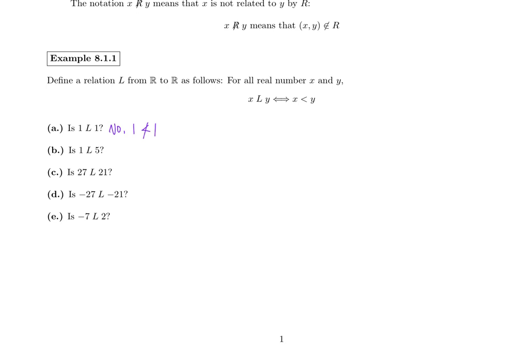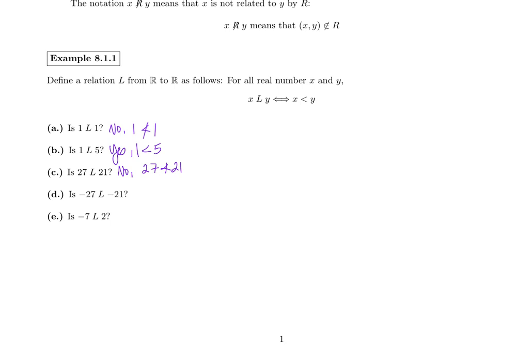So now, is 1 L 5? Is 1 related to 5 by L? Well, for 1 to be related to 5 by L, 1 has to be less than 5. Is 1 less than 5? Yes, 1 is less than 5. How about, is 27 related to 21 by L? Well, is 27 less than 21? The answer is no. 27 is not less than 21.